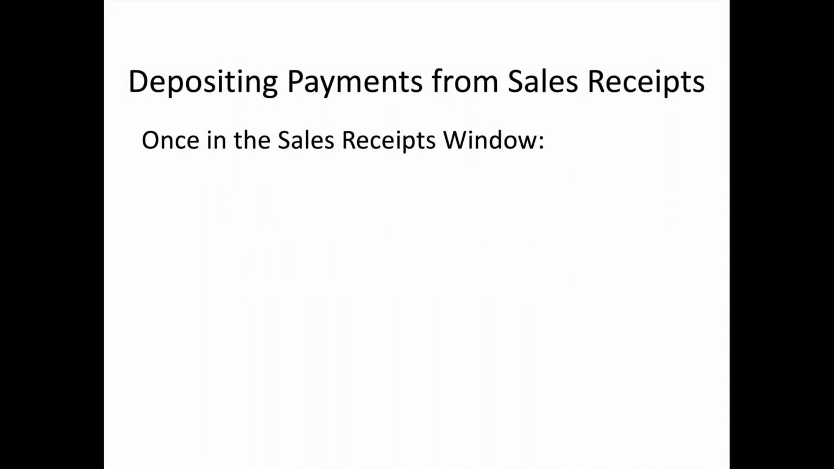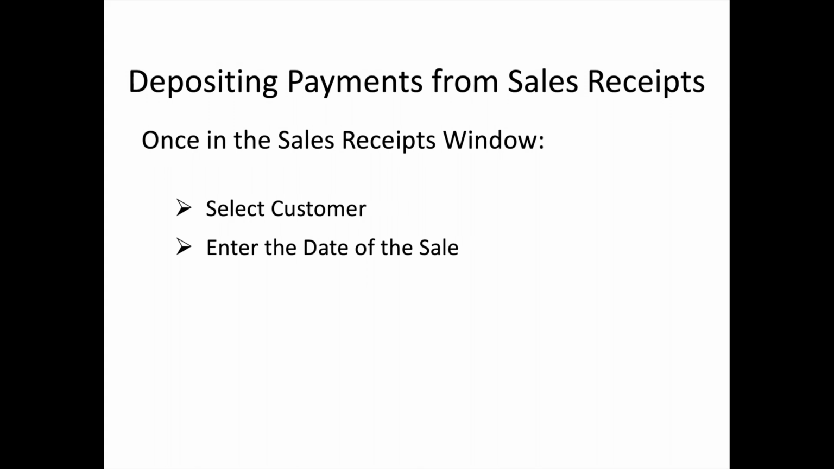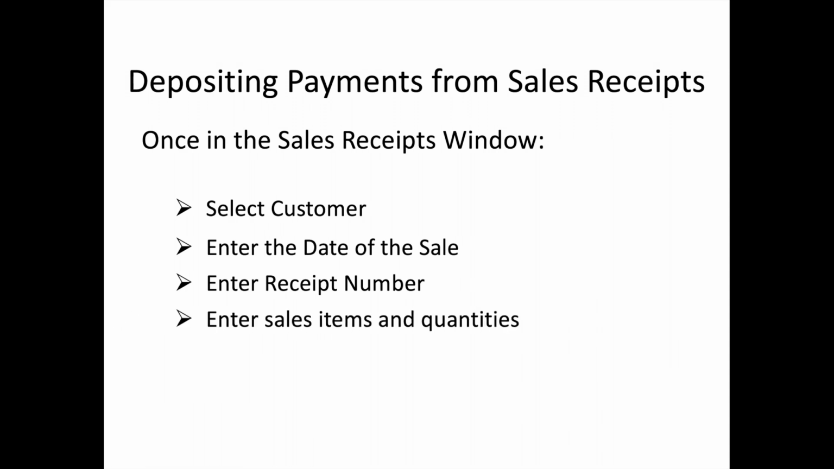Once you're in the Sales Receipt window, select the customer to whom you're issuing the receipt. Enter the date of the sale. Enter a receipt number or let QuickBooks assign one. Enter sales items and quantities, just like in an invoice. Select where to deposit the payment. Print or email the receipt and give it to your client.